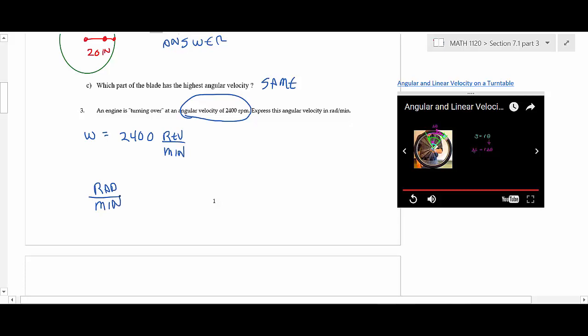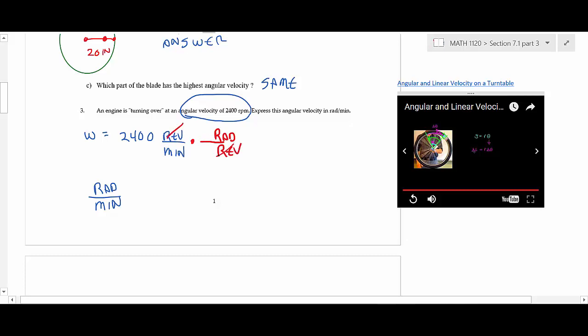Okay, and all we got to do is just one thing on this. We already have the minutes, so what we should do on this is just make the revolutions go away. I did this on the last problem. Let's see if we remember that. So if we want to end up with radians, that's in the numerator, and if we want revolutions to go away, you put it in the denominator.